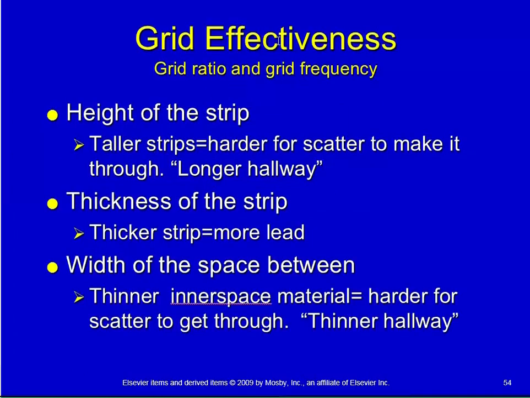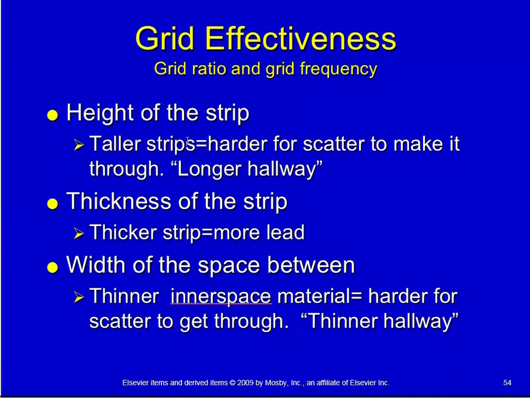So the effectiveness of grid, we've got a couple of different measures of effectiveness of grid. And when we talk about effectiveness, we're talking about the effectiveness of the grid to absorb scatter radiation. So we've got two different measures. Those are grid ratio and grid frequency. The more significant of those two is grid ratio. And grid ratio is a measure of the height of the lead, the grid strip, the lead strip, to the thickness of the interspace material.